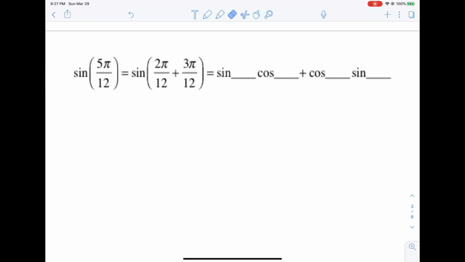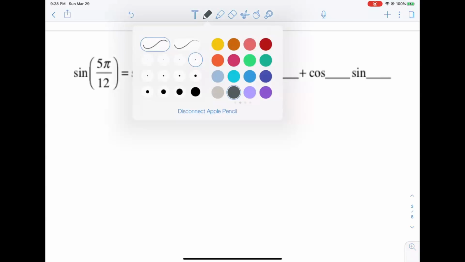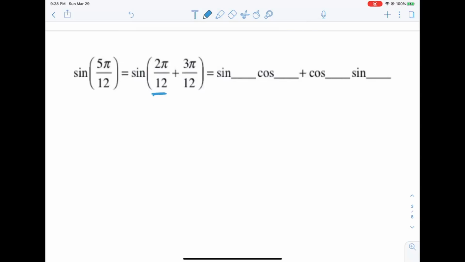All right, now we got a second type of problem that we're going to do on Math Excel, and that is finding exact values of trig functions like the sine of 5 pi over 12 using sum and difference identities. Now, if you take a look at this problem, the sine of 5 pi over 12, I can split up 5 pi over 12 into two values that add up to things that are on the unit circle. 2 pi over 12 and 3 pi over 12. That makes 5 pi over 12 when you add them together.